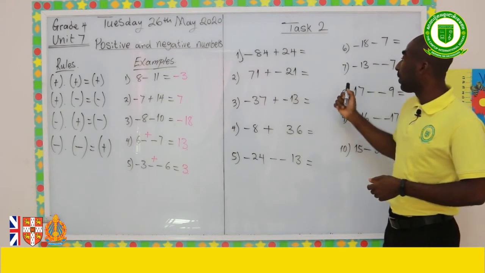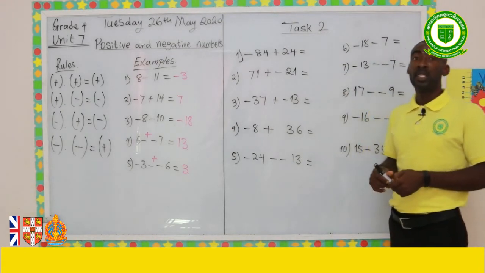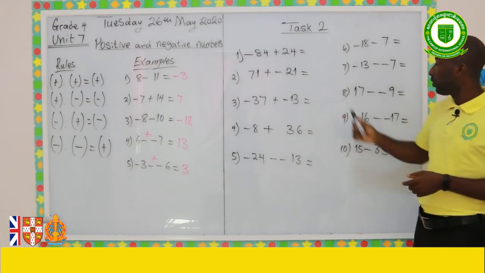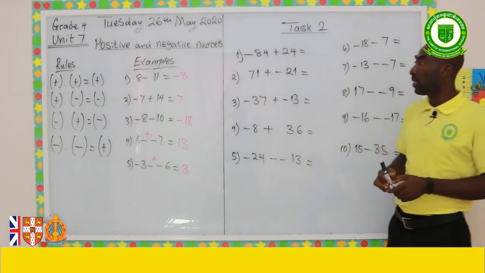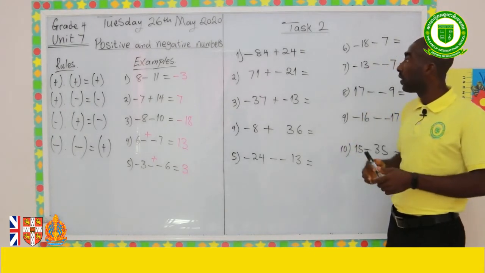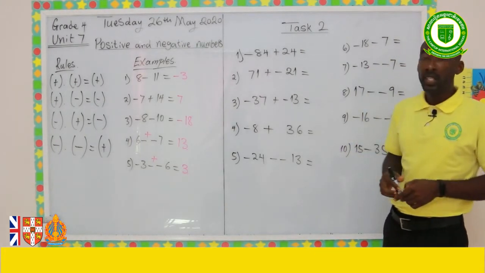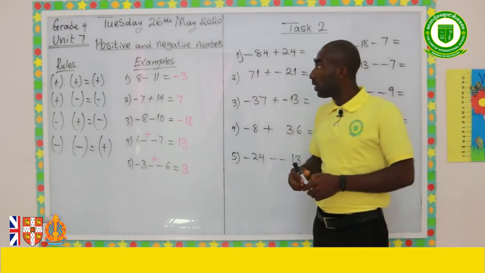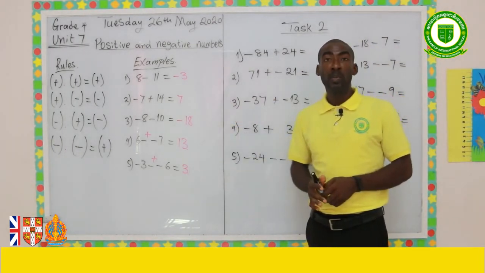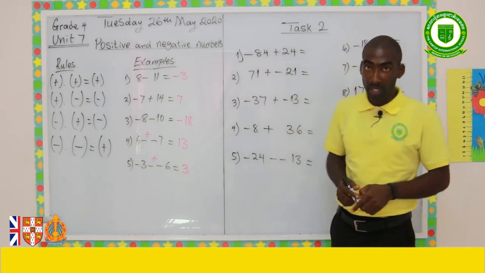We will have our second activity, which is task 2. So this is your task 2. You also have 10 questions, just as you had for your task 1. I want you to also finish this one, and then you send for me to check to see how the understanding is going well with you when we talk about positive and negative numbers.